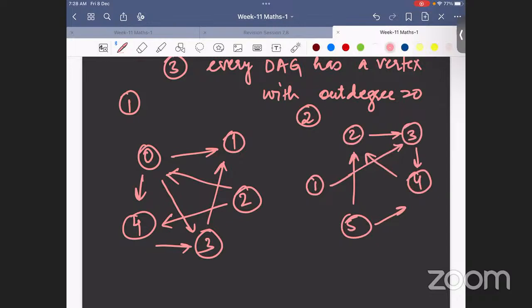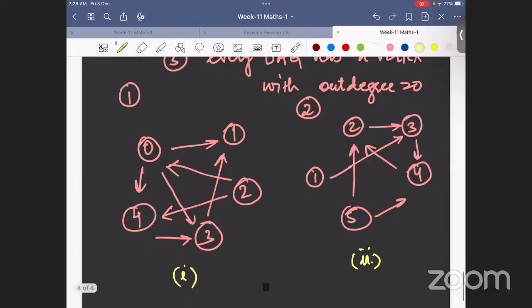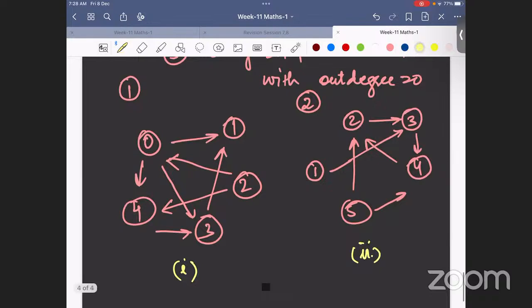Which of the two doesn't? You'll agree that both of them are directed graphs or not? So the first one and the second one, both are directed graphs. The first one is a DAG and the second one is not a DAG. Why is it not a DAG? It forms a cycle. Correct.